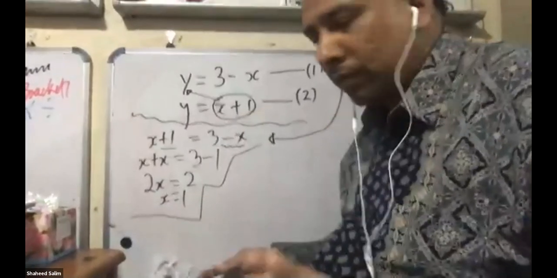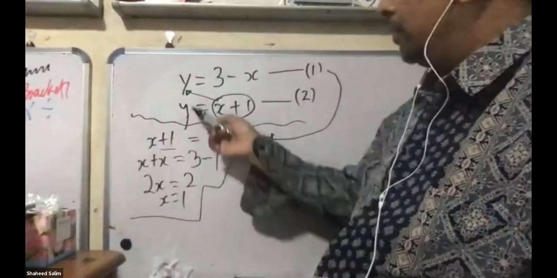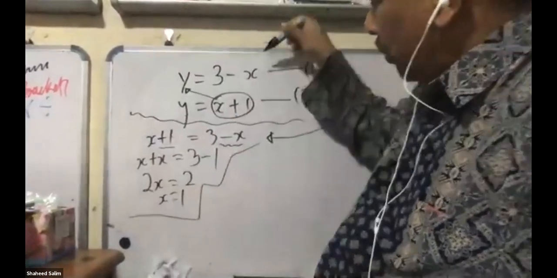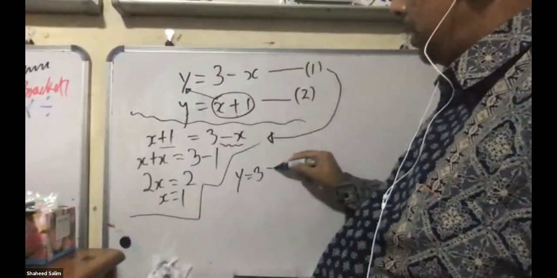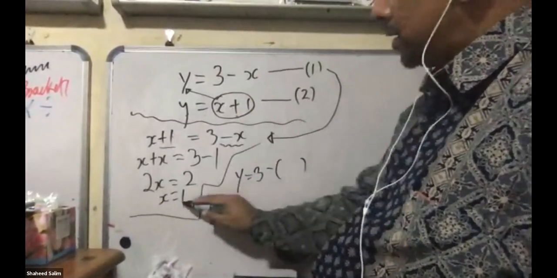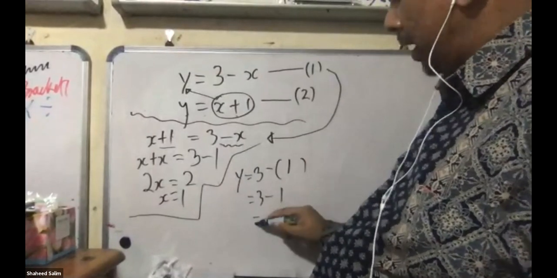So what did I solve? I solved the value of x. So now I want to find the value of y. I can put the value of x inside here and find y. You see, y equals 3 minus x. I put a bracket here. x is 1, I put 1 here. y equals 3 minus 1. y equals 2.